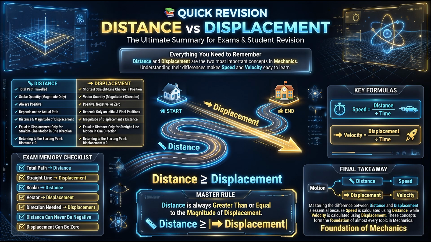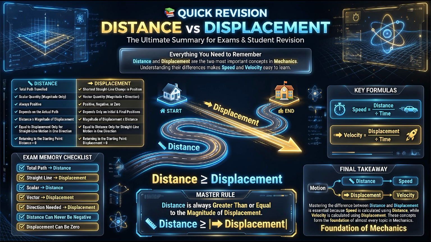Displacement, on the other hand, is the shortest straight line change in position from the starting point to the ending point. It is a vector quantity, so it has both magnitude and direction. Displacement depends only on the initial and final positions, not on the actual path taken. Its value can be positive, negative, or zero, depending on the chosen direction. If an object returns to its starting point, the displacement becomes zero because there is no overall change in position.